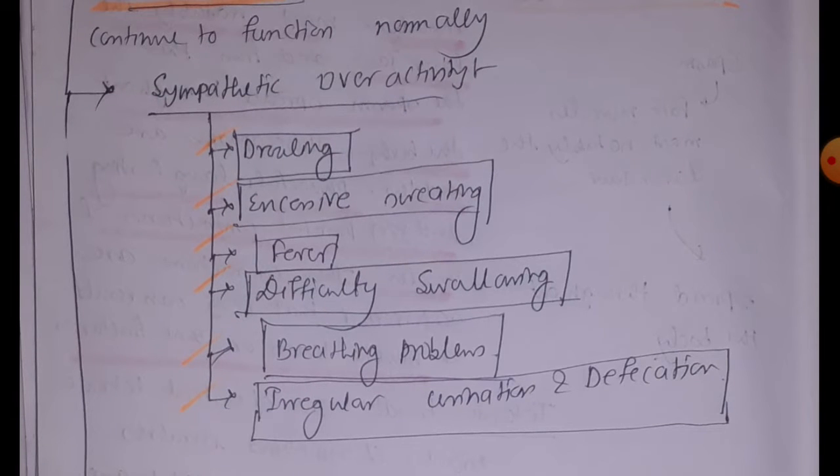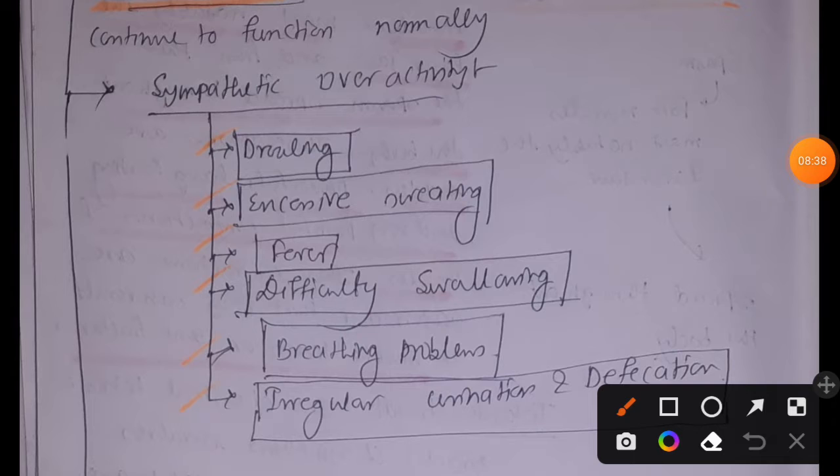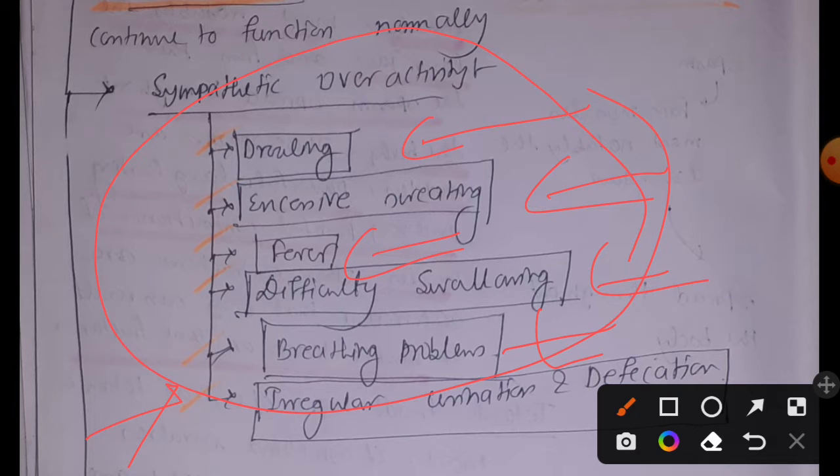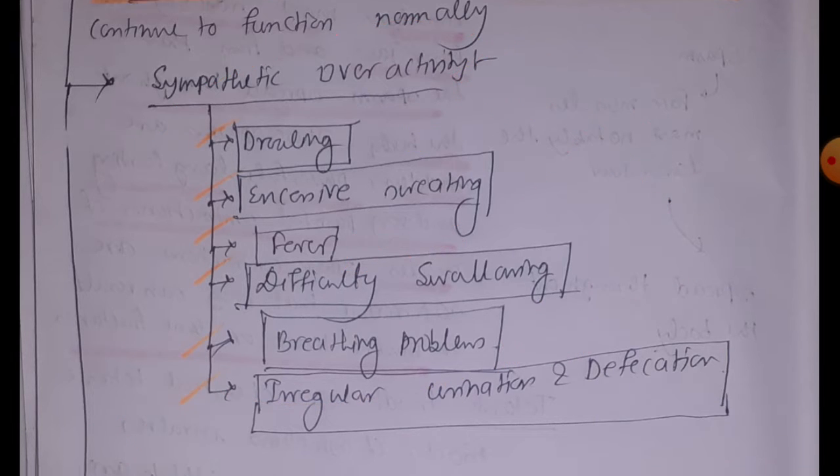And due to this kind of unusual situation, there are some extra symptoms that include drooling, excessive sweating, fever, difficulty swallowing, breathing problems and irregular urination and defecation. And these symptoms are together called sympathetic overactivity.